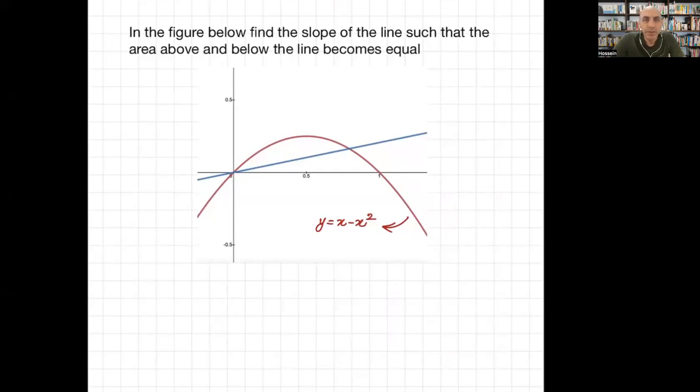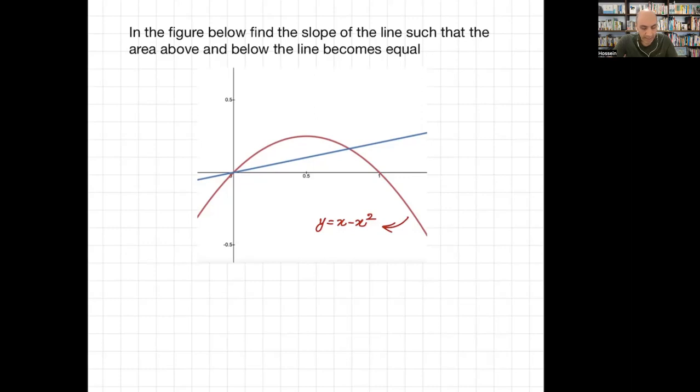In this video, I wanted to use a calculus concept, specifically integral, to solve a problem for you. So as you can see, we have a graph here. I have a parabola and the equation is shown, and then I have a straight line. And the question is asking to find the slope of the straight line in such a way that the area above and below that straight line confined by that parabola is the same.